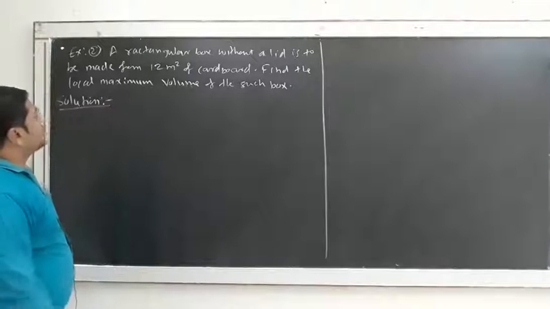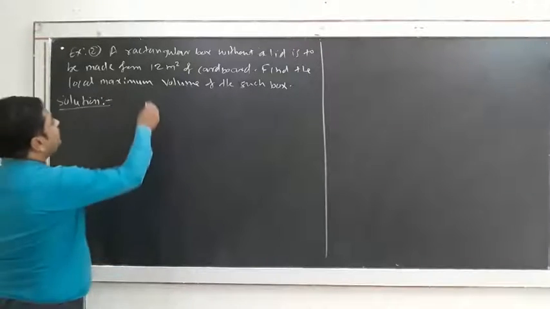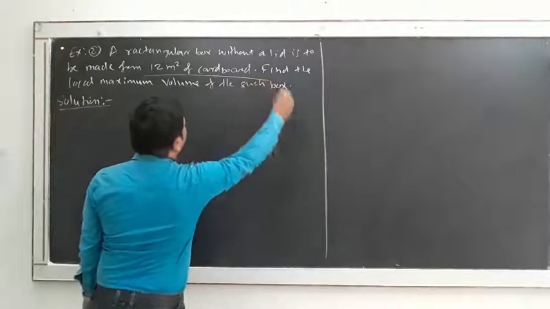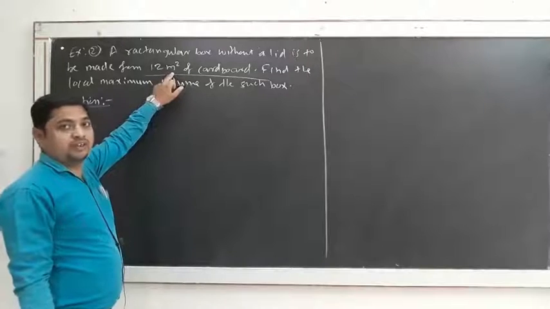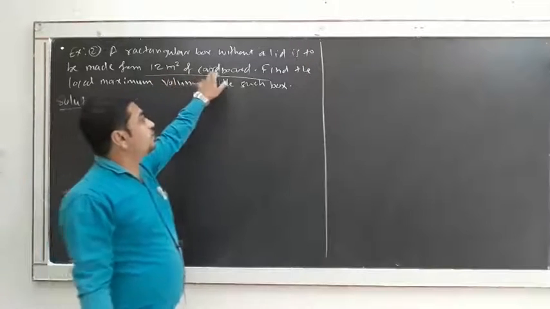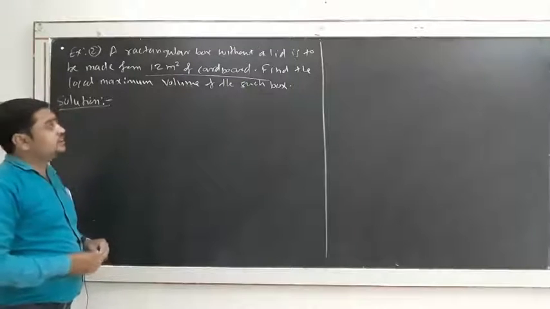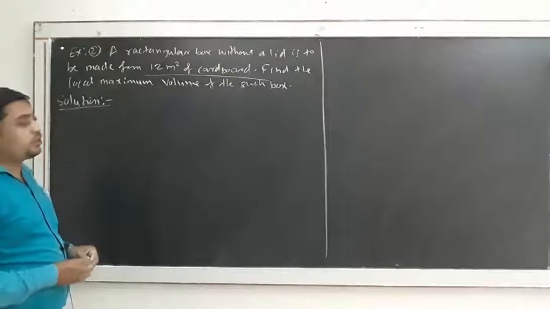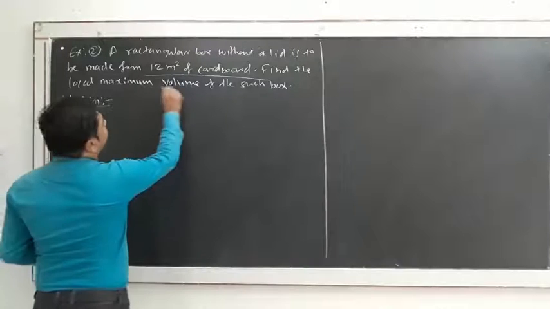So what is the problem? A rectangular box without a lid is to be made from 12 centimeter square of a cardboard. 12 meter square means it is an area that is given, area of cardboard. Find the local maximum and minimum of such a box. Okay, so what we have to find? We have to find the volume.